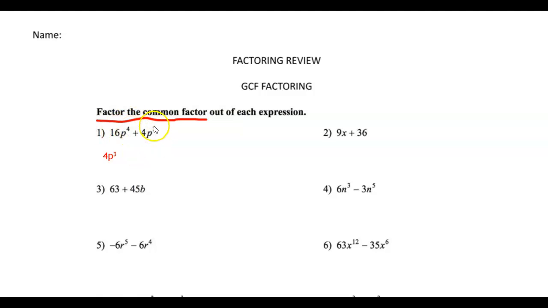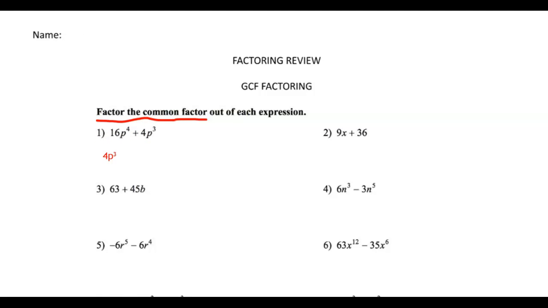Then between p to the fourth and p to the third, it's important that we look for the smallest exponent, because if you think about p to the fourth, that's 4 p's. If you think about p to the third, that's 3 p's. Well, there are 3 p's here and at least 3 p's here. So the greatest common factor between these variables turns out to be the smallest exponent, which is p to the third.